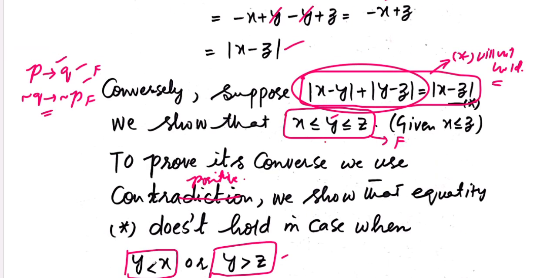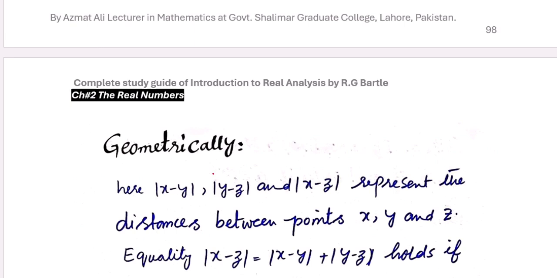Hence, we can say that if this equation holds, then this relation holds, and if this relation holds, then these are equal. Otherwise, both results are not true. Geometrically, absolute of x minus y, absolute of y minus z, and absolute of x minus z all represent the distances between points x, y, and z. This is the distance between x and y, this is the distance between y and z, and this is the distance between x and z.